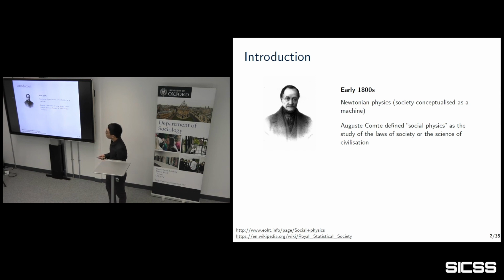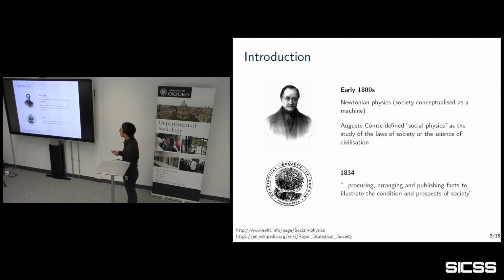So if we want to study the laws of society, then we need information and what we call data today. At the same time, to be precise, in 1834, the Statistical Society of London was founded, which eventually became the Royal Statistical Society nowadays, with the aim to procure, arrange, and publish facts to illustrate the conditions and the prospects of society. So that was the origin of data collection.